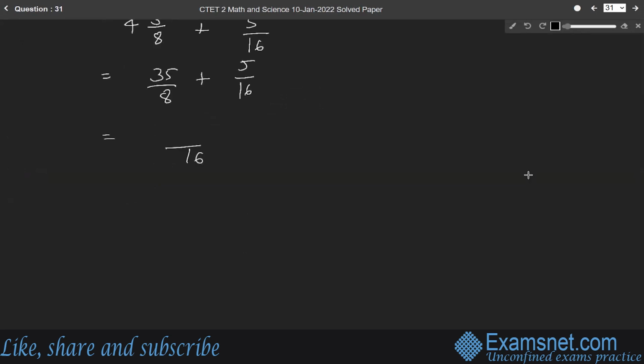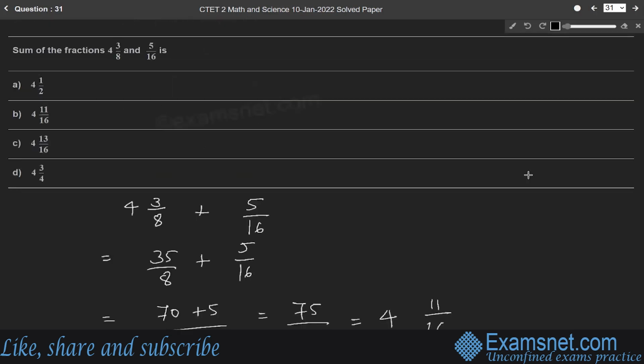16 is the LCM, 8 into 2. So 35 into 2 is 70 plus 5, which is 75 by 16. So which is equal to 4 integer 11 by 16. Therefore, the answer option B is the right answer.